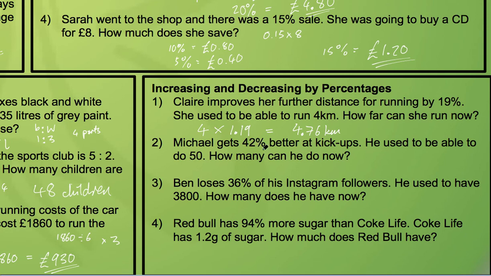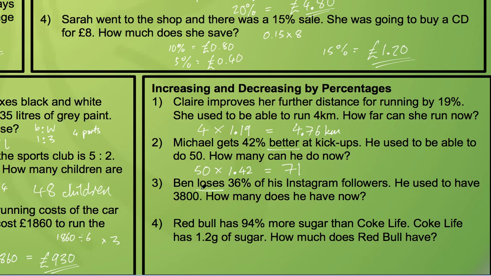Michael gets 42% better at kick-ups. He used to be able to do 50. How many can he do now? Again, he's got better. It's an increase of 42%, so I want to take that 50 and find out what 142% of it is. So I multiply by 1.42. He can now do 71 kick-ups.